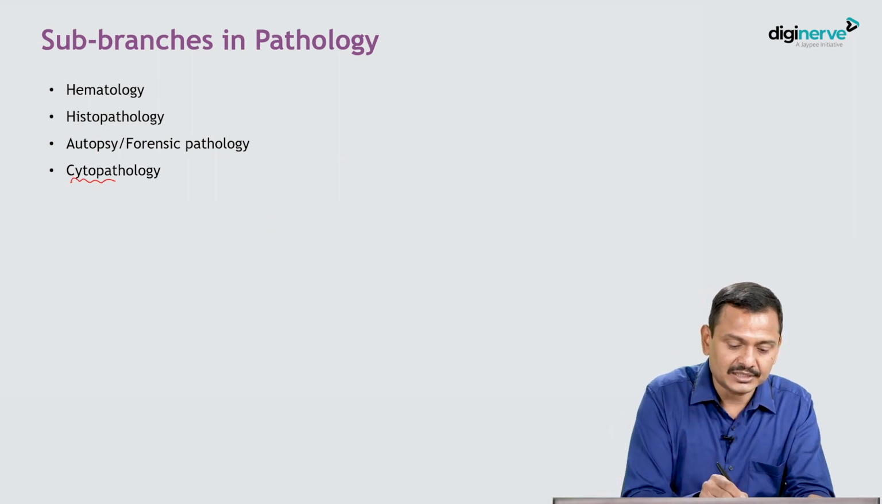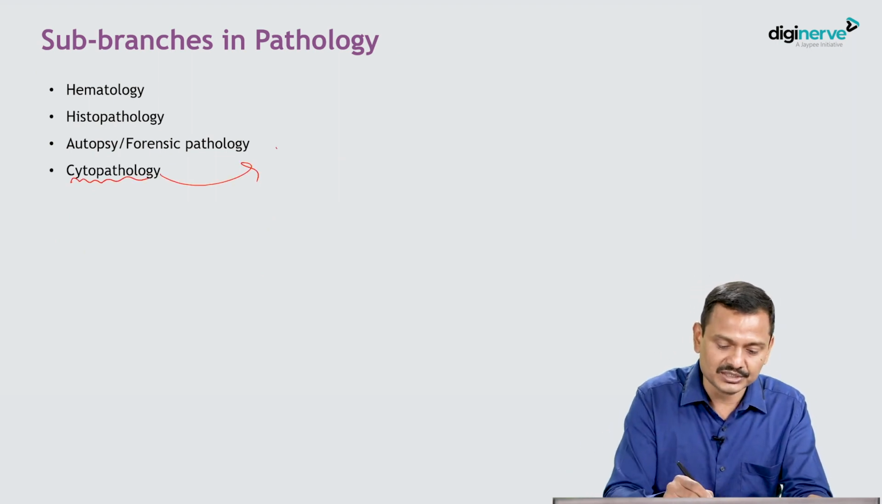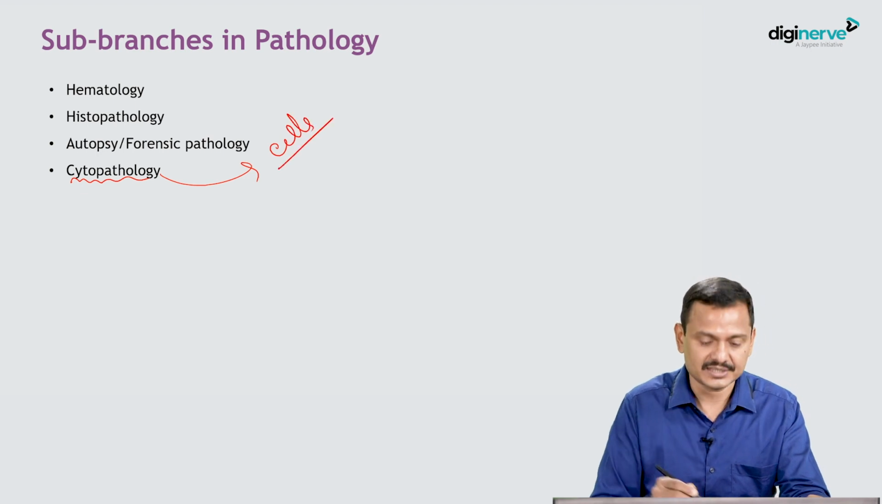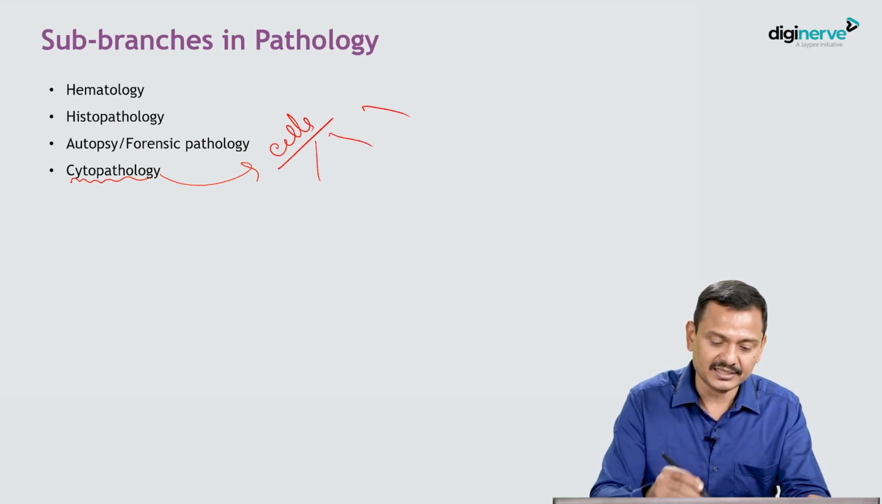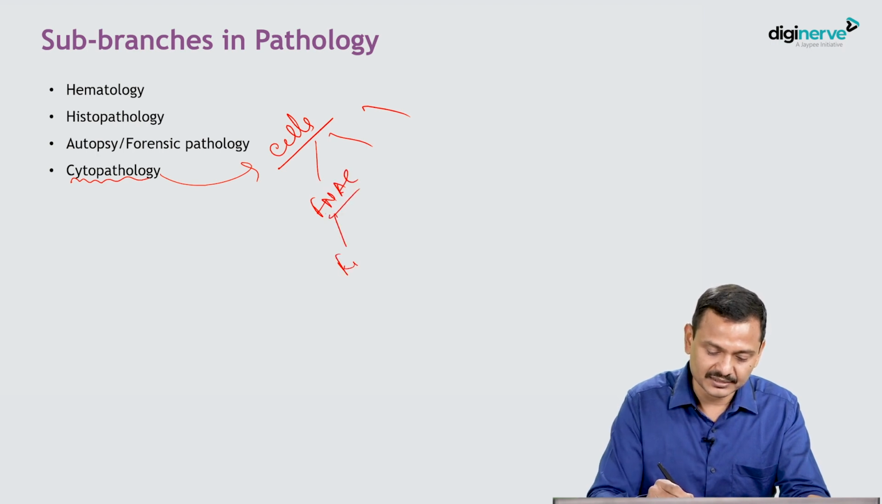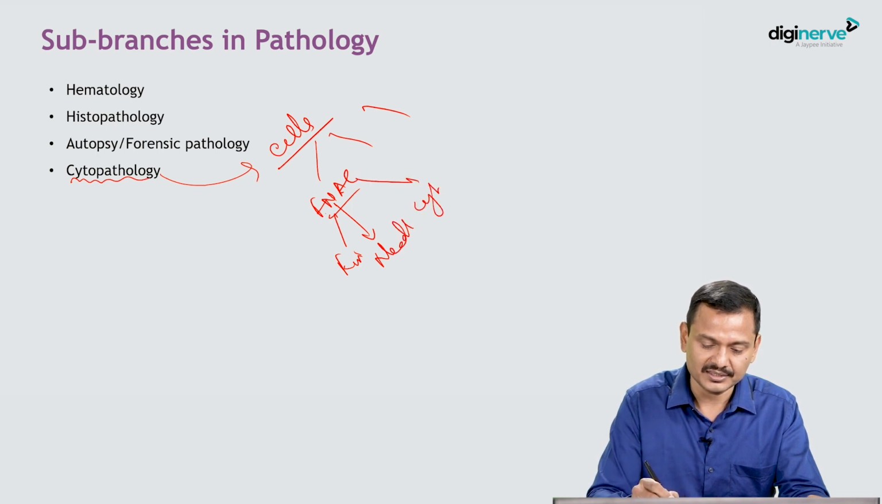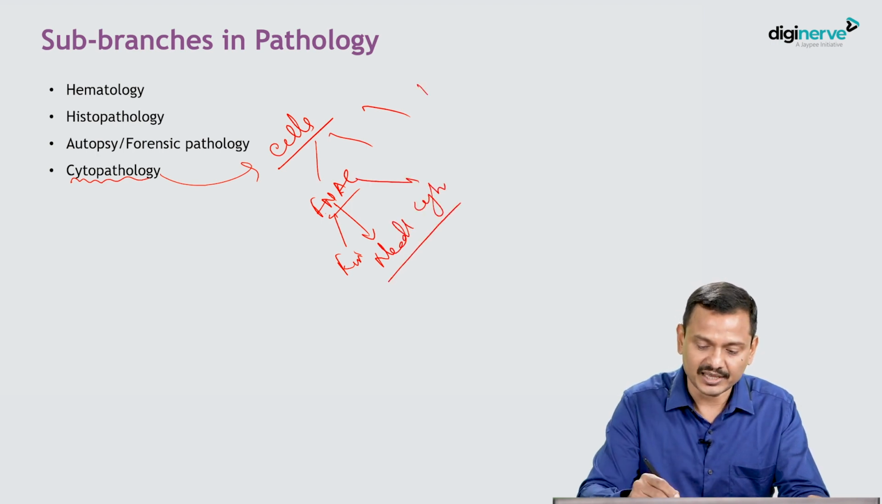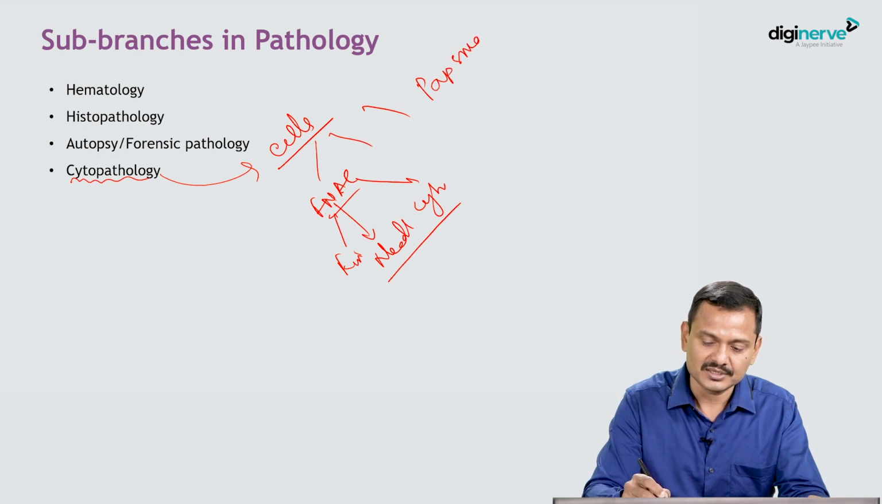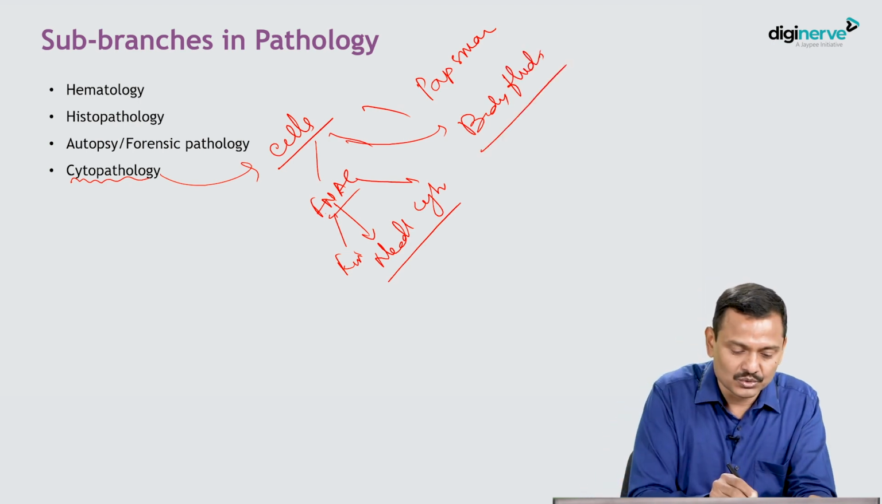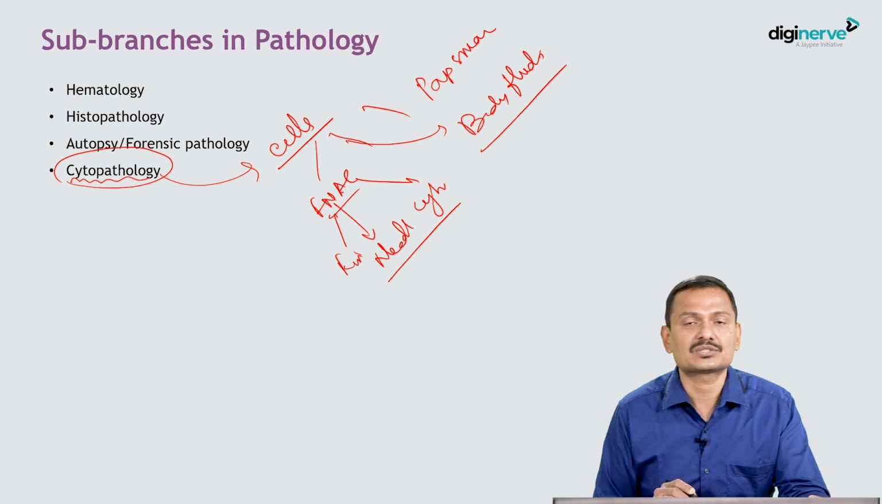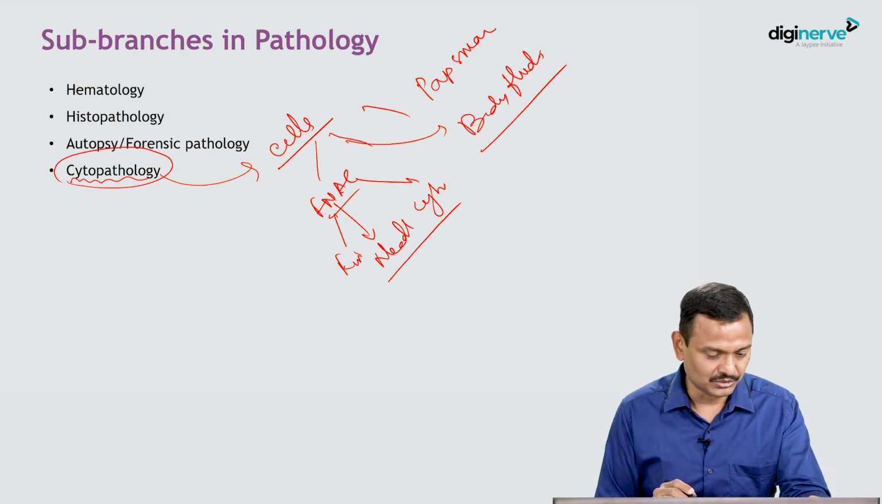Next comes cytopathology. Now cytopathology deals with the study of cells. And what are the branches? Again in cytopathology, you can have FNAC, which is fine needle aspiration cytology. Okay, so this is one branch. You can have pap smears, which is for cervical smear. You can have body fluids also. So this is one branch where the pathologist looks only after the cells, so it is called cytopathology.